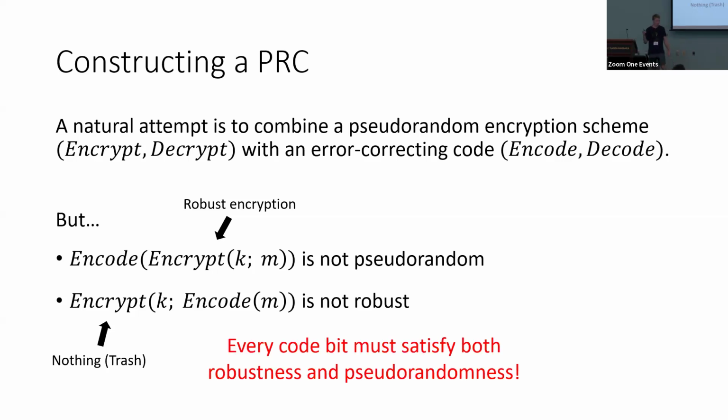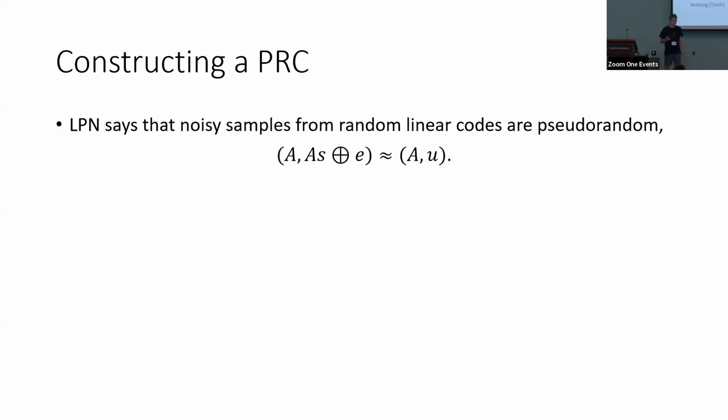But I really want to emphasize here that every code bit has to satisfy both pseudo-randomness and robustness. And this is what really makes this, from my point of view, fundamentally different from either of these other objects. You can't just have something that's pseudo-random and something that's robust. Every bit has to have both properties. And it makes constructing this thing actually pretty tricky. Okay, but now let me tell you how we do it.